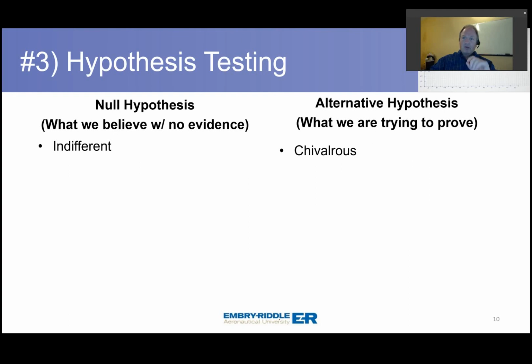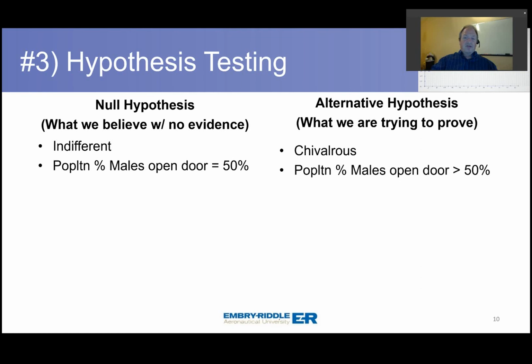This is now morphed into a question about the population parameter. I'm going to say that the male population's indifferent if the percentage of all males in the whole population that would open a door for a female would be 50%. On the other hand, males are chivalrous when more than 50%, the majority of males, would open the door for a female.